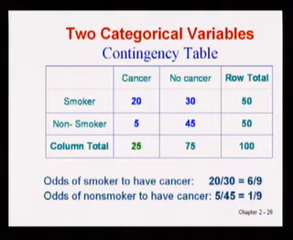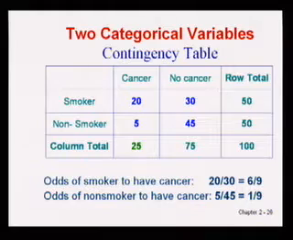So what's the odds of having cancer for a non-smoker? That'll be 5 to 45. A lot of times people also do the division, 5 divided by 45, to get a single number, 1/9. Does it make sense? That's how we define odds.